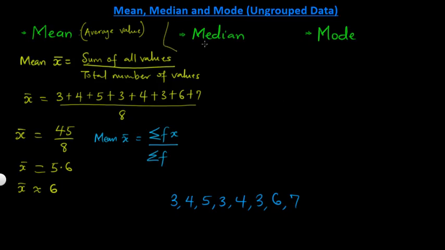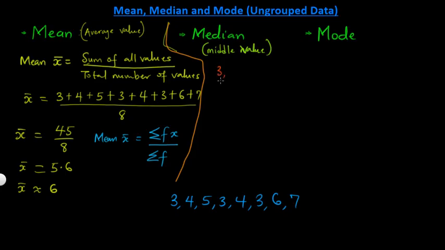Next is for us to consider what we call median. Median is the middle number in a given set of values when the values are arranged in the order of size. So the middle number in a given set of values, or the middle value, when they are arranged in the order of size. So in this situation, for us to be able to do the median here, we first have to arrange this in the order of size.